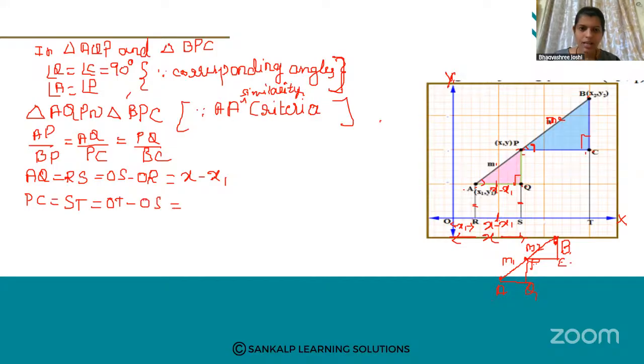Now, OT we will take as X2. Remember, O to T is X2, O to S is X, O to R is X1, and R to S is X minus X1. Right? Now OT is X2 and OS is X, so ST is X2 minus X. Understood? Next, PQ. Okay, now we'll take PQ.